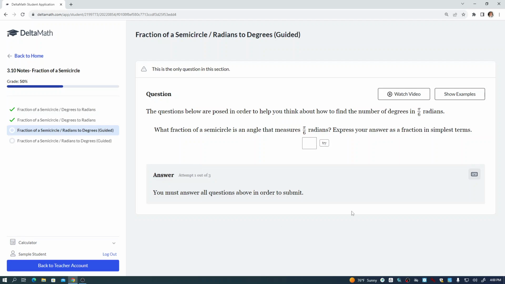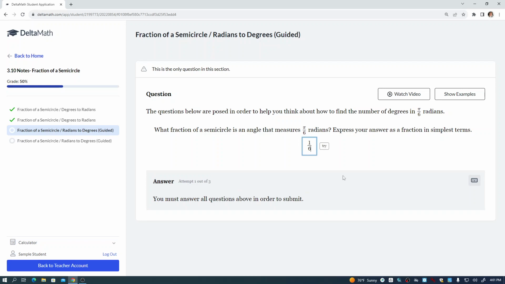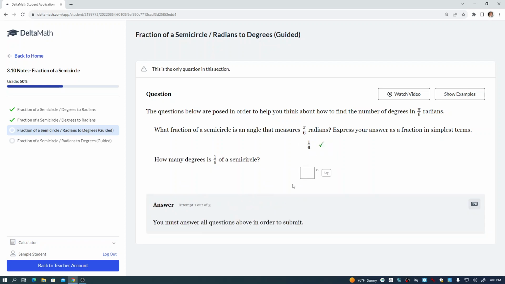Okay, now this goes the other way, where you have radians and they want you to turn it into degrees. What fraction of a semicircle is an angle that measures pi over 6 radians? Express your answer as a fraction in simplest terms. So if it's pi over 6 and pi is a semicircle, we're going to say that it's 1/6 of a semicircle because it's 1/6 of pi.